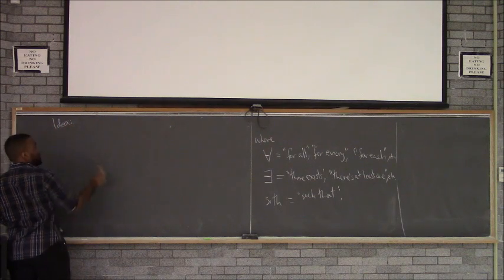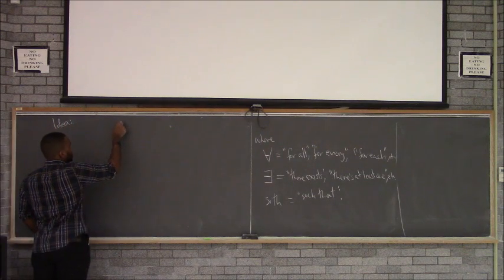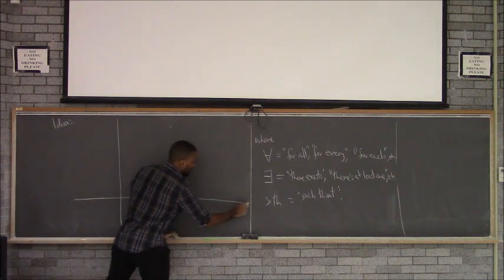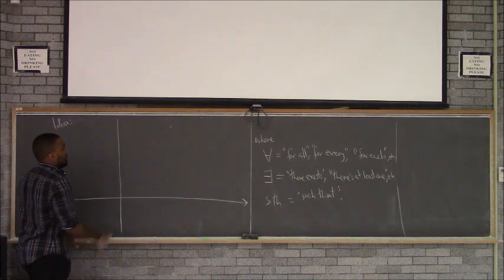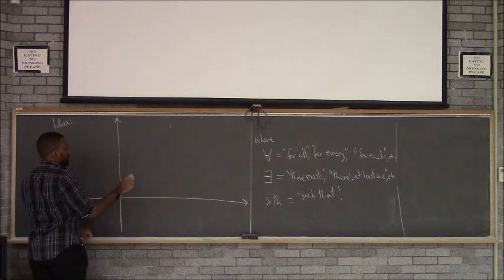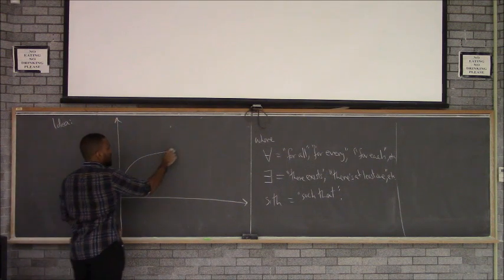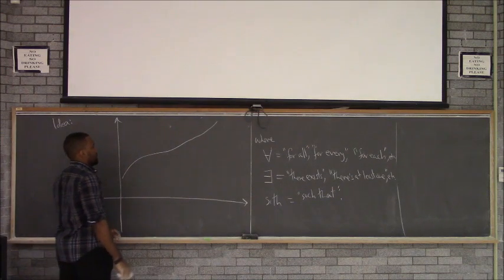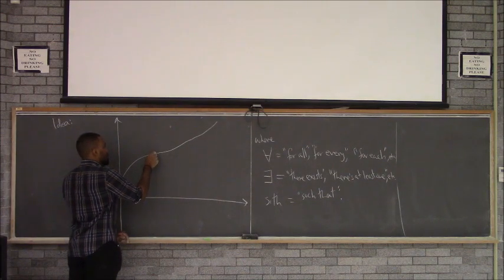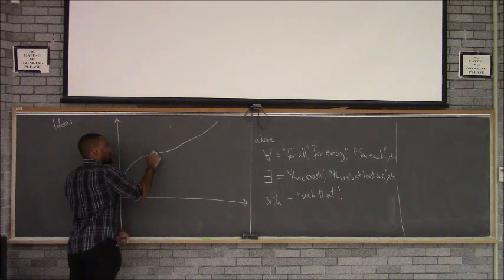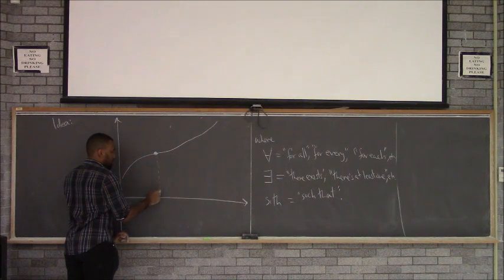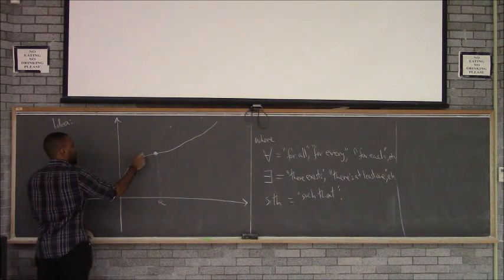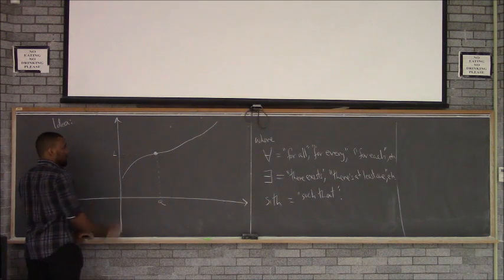Here's the idea. Suppose this is our function doing its thing. And let's say right here, the point might not exist, but I'm just filling it in. So this is at A. And this is your L.